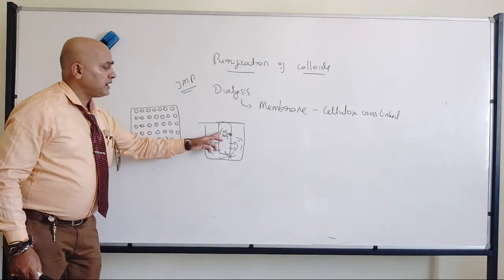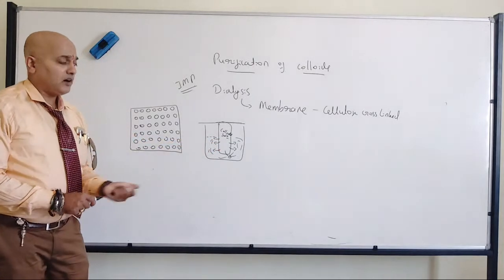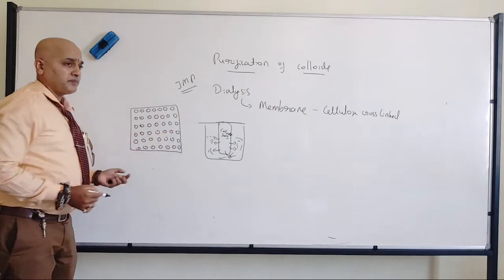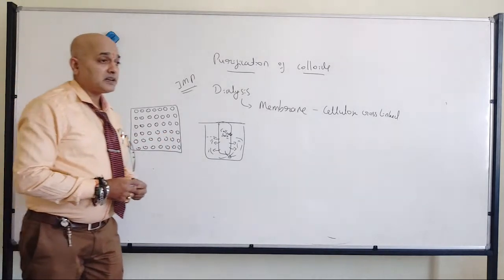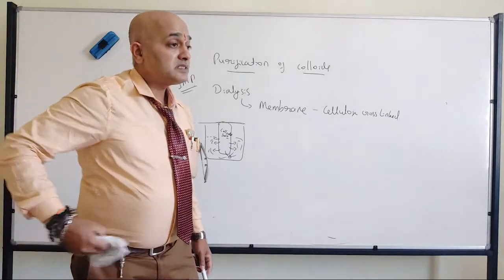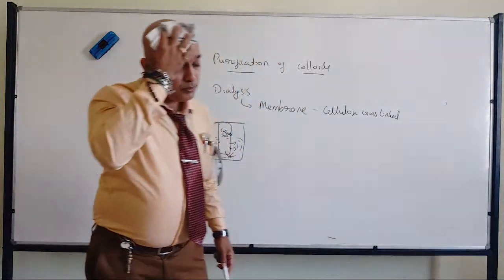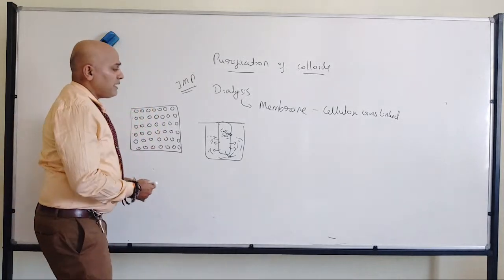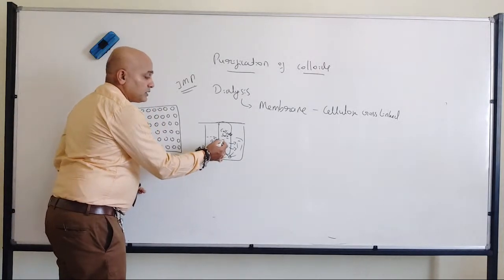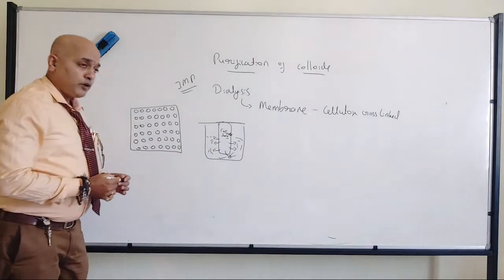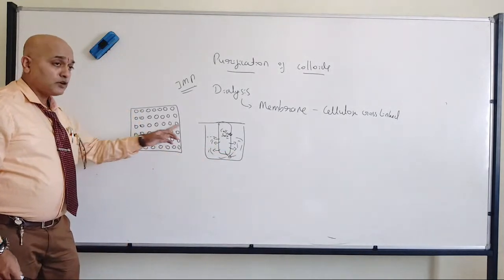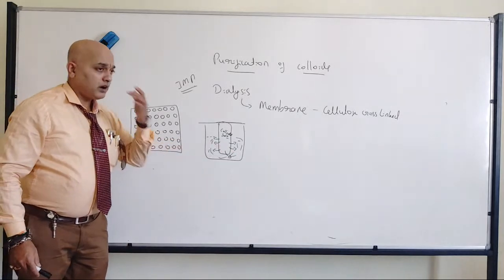Now colloidal particles cannot move outside because their size is greater than the size of the pores present in the membrane. So what will happen after some time? Inside, only colloidal particles will be there. All the other molecules which are smaller than the colloidal particles will move outside.